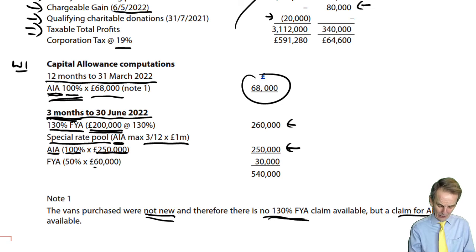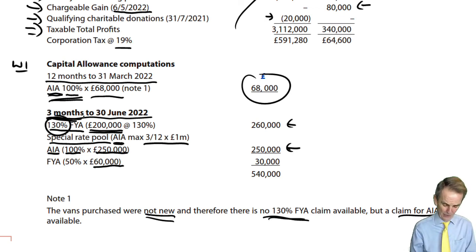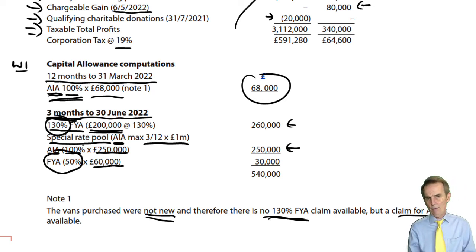But on the remaining balance of 60,000, the second of the two enhanced capital allowance figures that we know, there was the first one, the 130%, we now get this first year allowance of 50% on special rate pool expenditure in excess of the AIA limit. That's 60,000 at 50%, another £30,000. The remaining £30,000 would then go into a special rate pool to be carried forward into the next accounting period, where thereafter, on an annual basis, a 6% writing down allowance would be available on the residue of that expenditure.